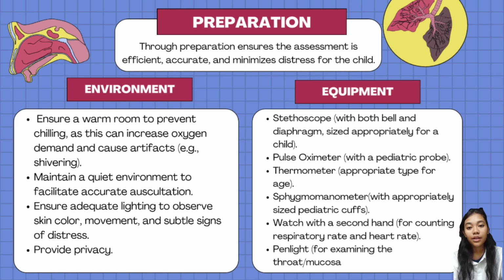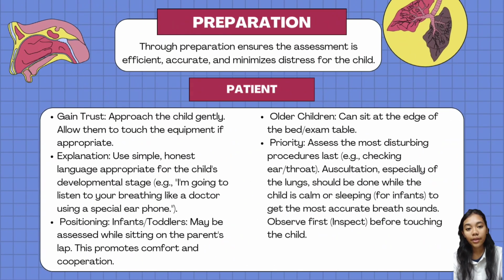The equipment. The first, the stethoscope with both bell and diaphragm sized appropriately for a child, pulse oximeter with a pediatric probe, thermometer of appropriate type for age, sphygmomanometer with appropriately sized pediatric cuffs, watch with a second hand for counting respiratory rate and heart rate, and the last, a penlight to examine the throat or mucosa.